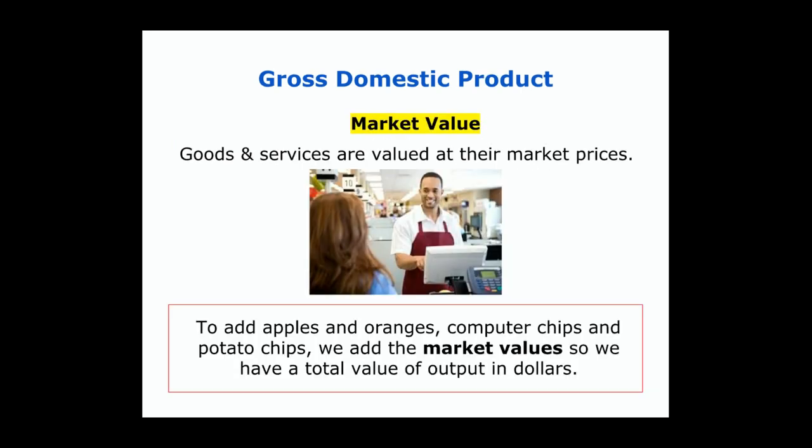So first of all, we're using the market values of both goods and services. And we do this because we need to find some way to add together the values of things that are not alike at all. Apples and oranges, computer chips and potato chips, automobiles and cell phones. All these things have to be added together, and there's no real way to do it unless we use market values. And so when we're calculating the GDP, we're using the market values of goods and services. And so if we don't have a market value for something, then we really can't include it in the GDP. We use the market values.